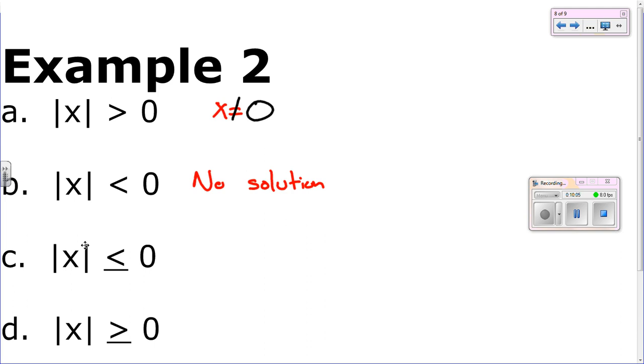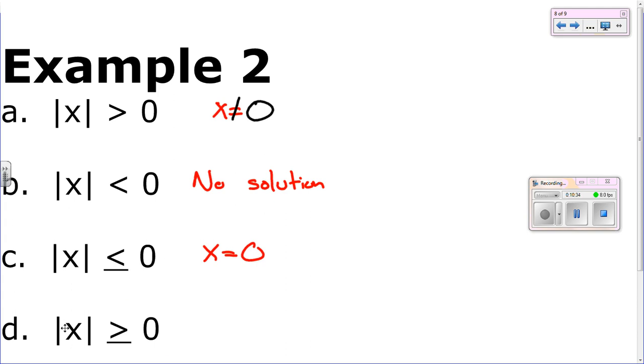C's a little harder. When can absolute value of x be less than or equal to 0? Well, it can never be less than 0, just like we talked about here. When could it be equal to 0? What number could we put in for x to make it equal to 0? Your answer would be x equals 0. If you put the number 0 in here, absolute value of 0 is just 0. And 0 is equal to 0.